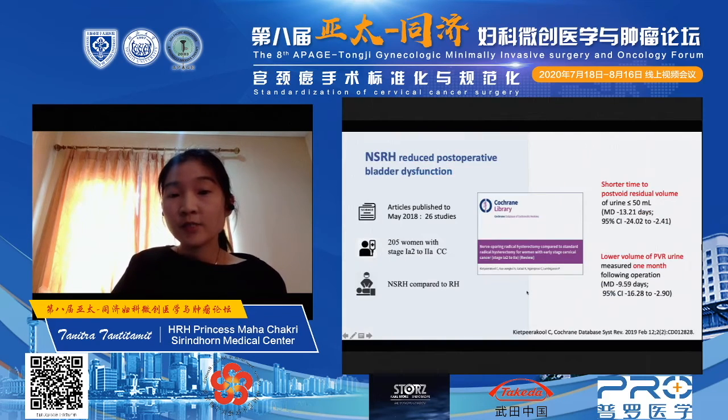The Cochrane Library review, published last year, concluded on 26 studies, and it focused on nerve-sparing radical hysterectomy. It included more than 200 patients with early-stage cervical cancer, comparing nerve-sparing and non-nerve-sparing radical hysterectomy, and the results showed that nerve-sparing surgery had a shorter time to normal post-void residual volume of urine, and a lower post-void residual urine ratio 1 month following operation.